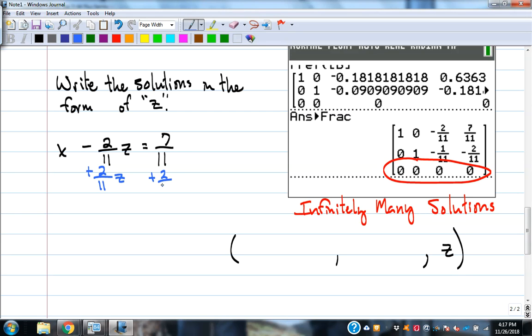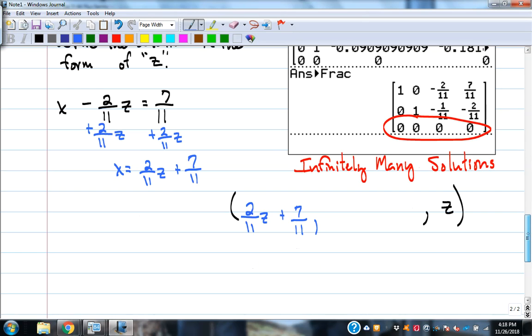I just add 2 over 11Z to both sides, and I get X is equal to 2 over 11Z plus 7 over 11. So that's what X is. That's its form in the form of Z.